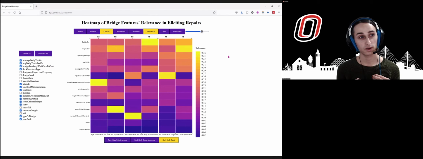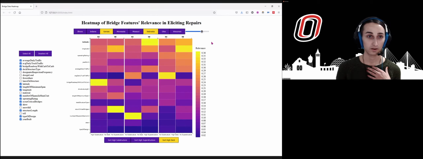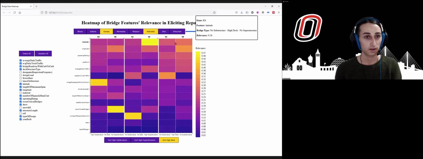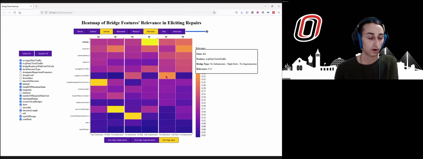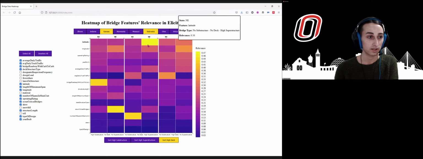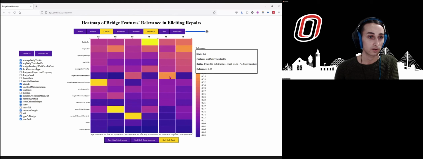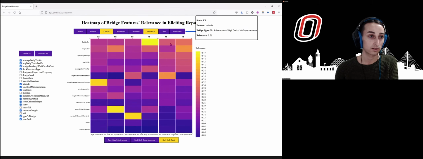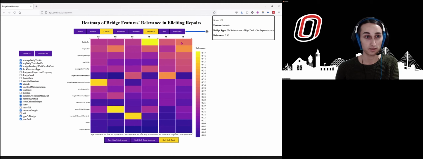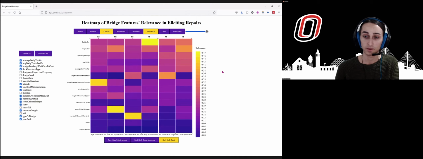And now the heat map looks a lot cleaner, and they can adjust this and find that there are some areas where, for example, Kansas has a high average daily truck traffic, and that's the highest relevance there. But as the average between Kansas and Nebraska, the latitude is still higher.